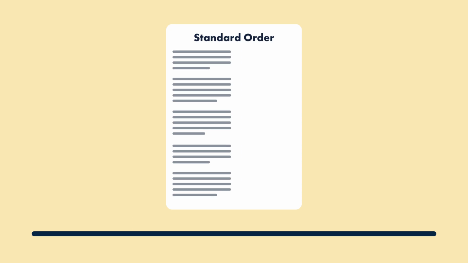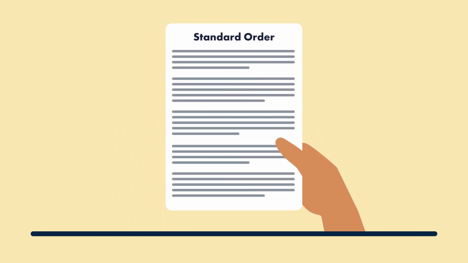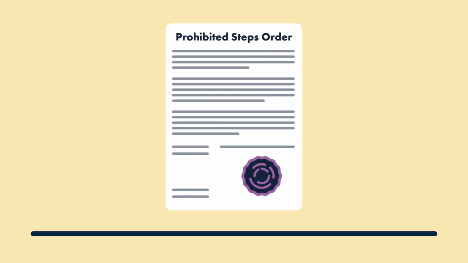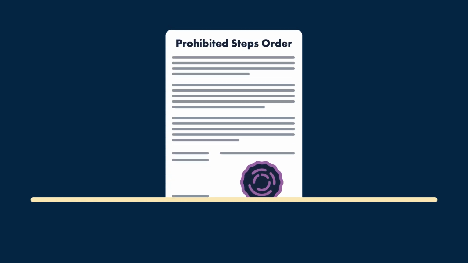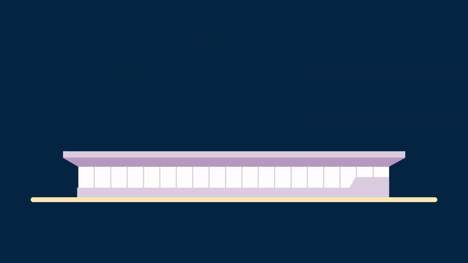You can get a standard order where you give notice to the receiving parent about the impending order, but in most cases, prohibited steps orders are needed urgently to stop a parent or guardian making an imminent decision. An emergency prohibited steps order is required in these circumstances. Prohibited steps orders can be used to prevent parents from making decisions about schools, medical treatment, or even moving countries.